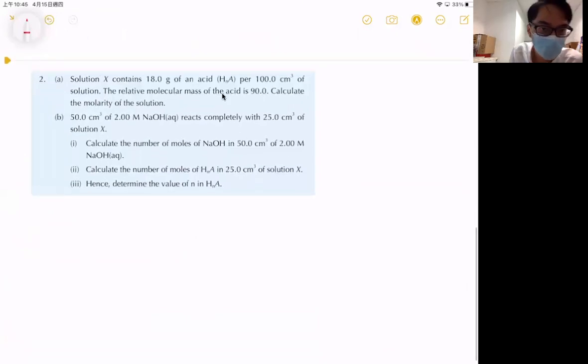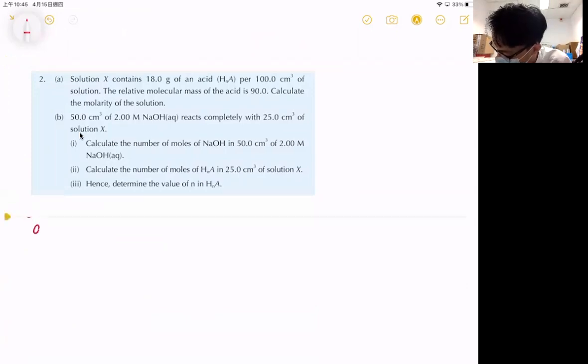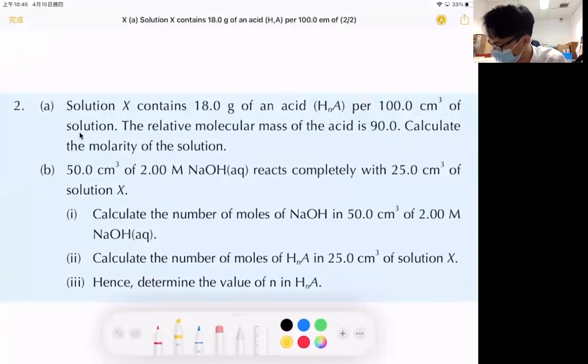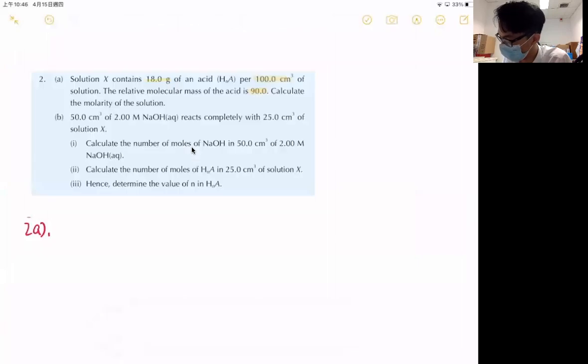So for the class practice, we have this question. First of all, for 2A, what you need to do is highlight the information in the question. So we have 18 grams of the acid, and we dissolve it into 100 cm cube of solution to make the solution. The molecular mass of the acid is 90. And you're asked to calculate the molarity of the solution. So it's very simple in this case.